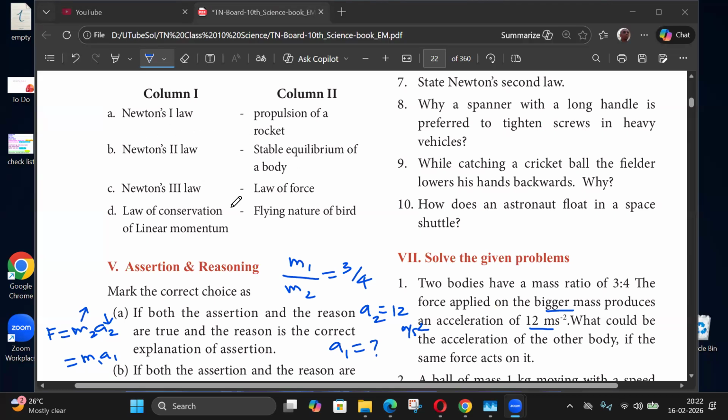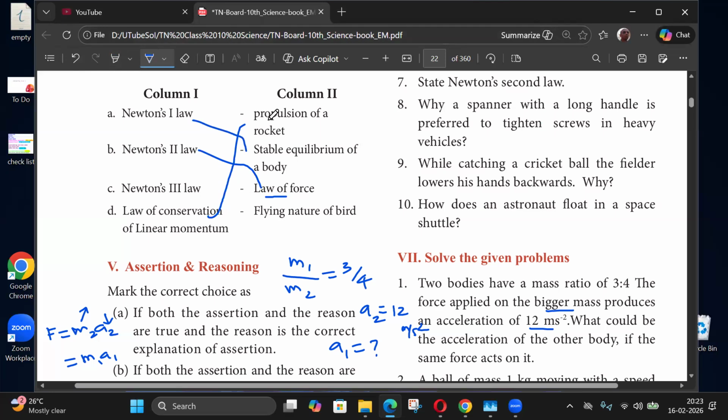Newton's first law, Newton's second law, law of force, right? Newton's third law is action and opposite reaction. Every action has an opposite reaction. See, the fourth option is better. That's why I said I will read all the 4. Conservation of momentum, this one. The first law is stable equilibrium of the body, because if there's no force it will be at rest.